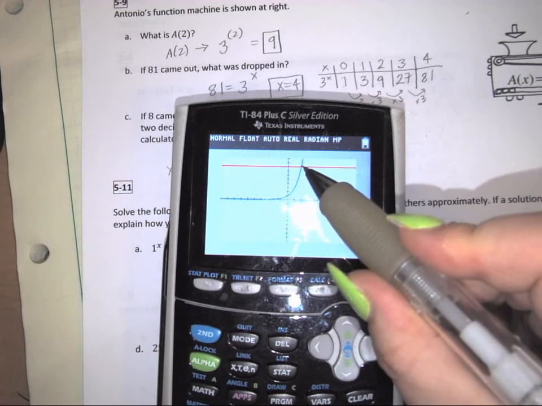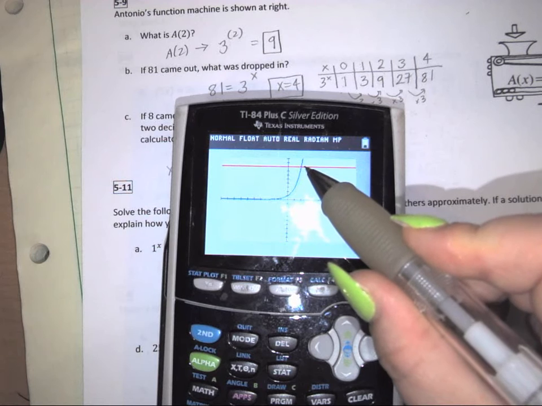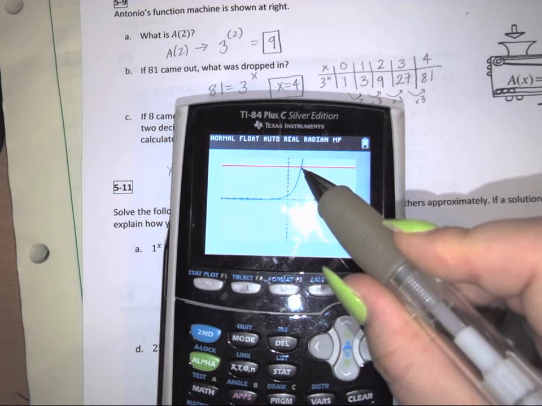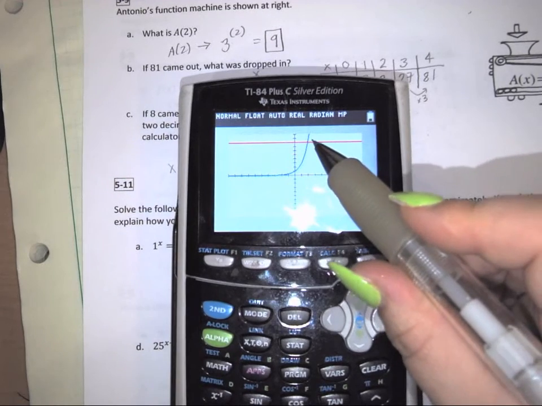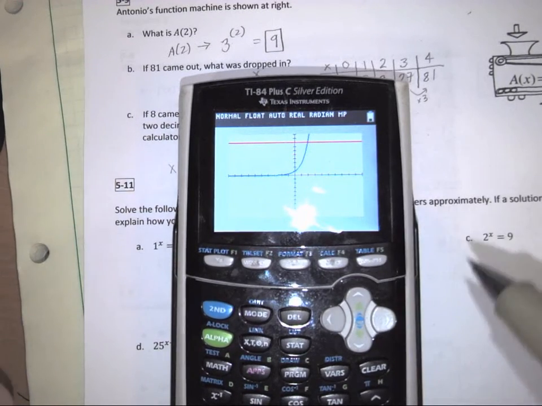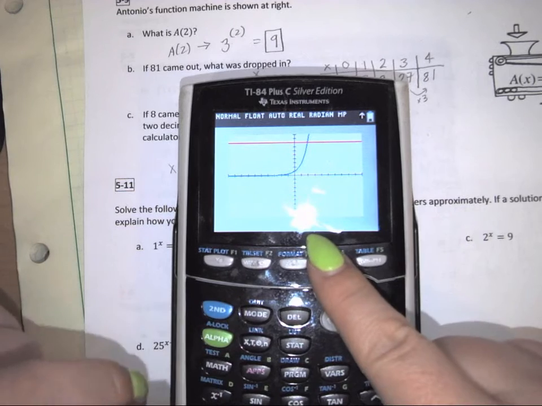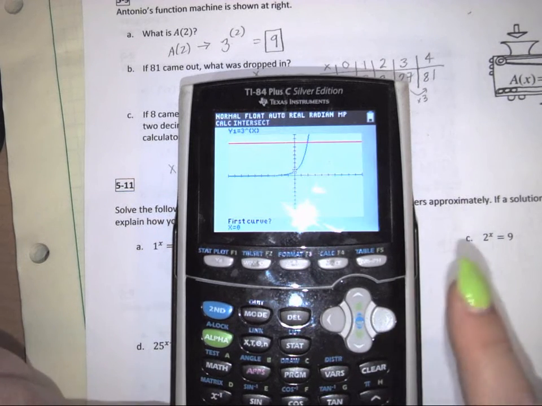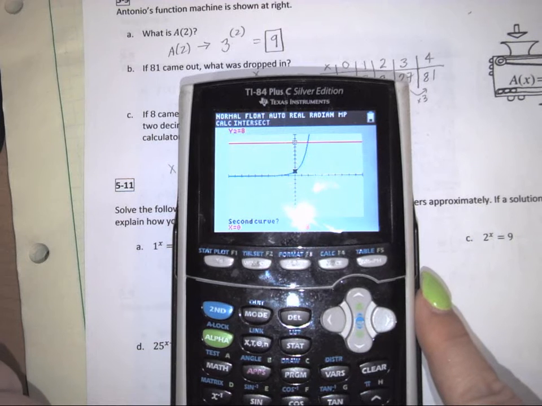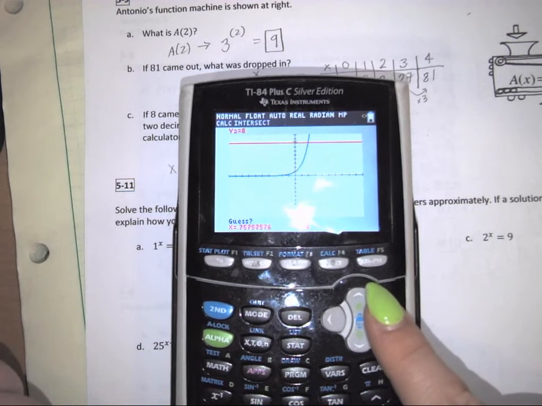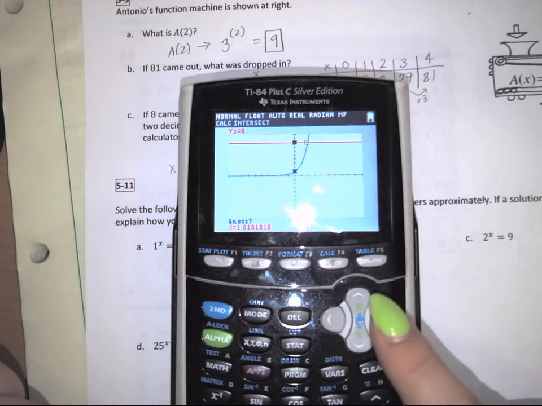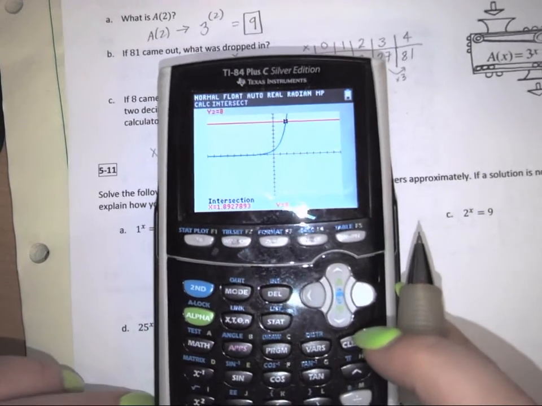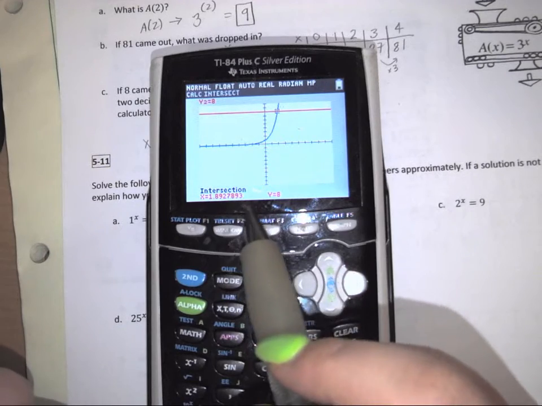Basically we want to know what x value is going to give 8. So we need to find this point of intersection, and like I said, it's going to have an x value between 1 and 2. Remember, to do that, you press 2nd Trace and pick intersect. Press enter, enter, then move over to guess where the intersect is, and press enter. There it says intersection 1.89, y equals 8.